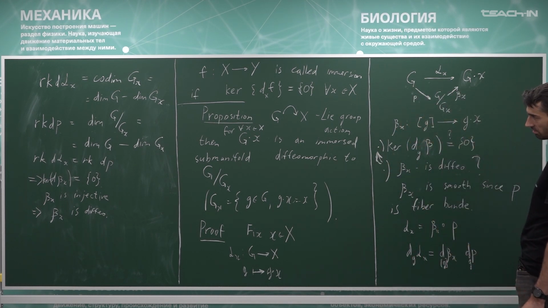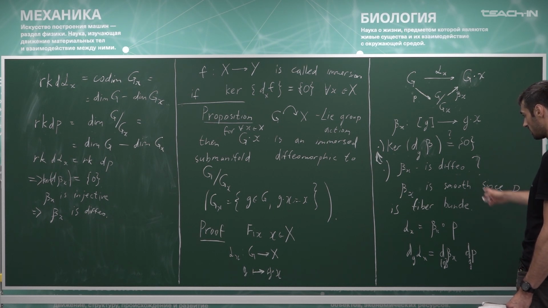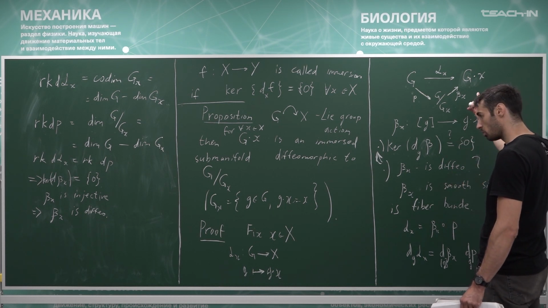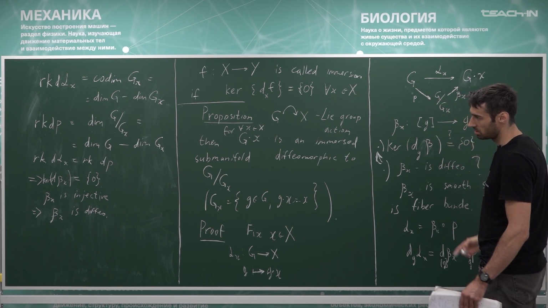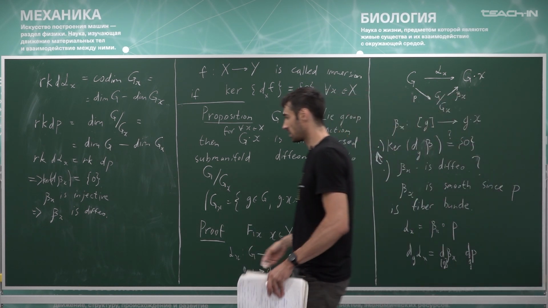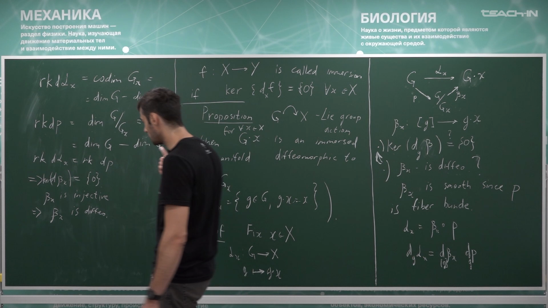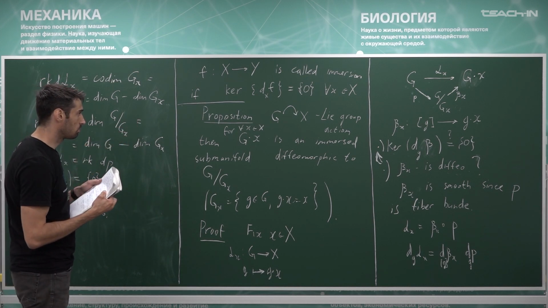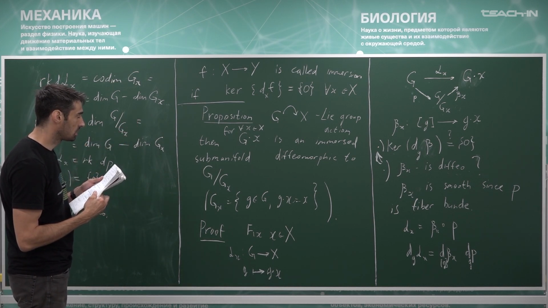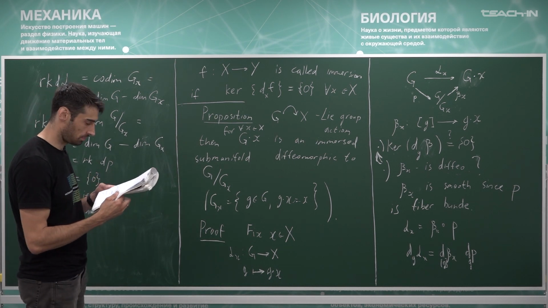So now if everything is correct, beta x is a diffeo. Of course, the whole x is not diffeo because the whole x might be bigger than one orbit, right? So G dot x is diffeo to just one orbit. Okay, so therefore we got this proposition that we'll use in a minute when proving the homomorphism theorem.